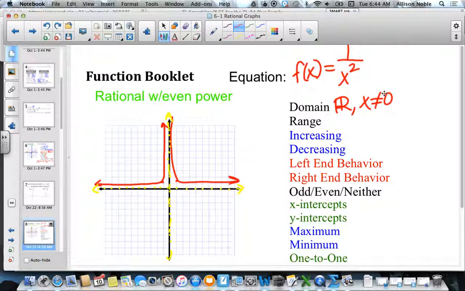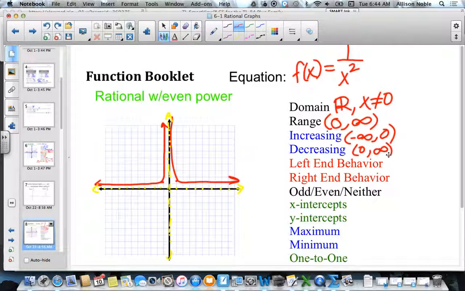Our range, if we're coming out from the bottom of our graph, starts at 0, but it's not touching 0. It starts right after 0. So this would be an example when our range starts at 0 with a parenthesis and then goes to infinity. And then as we look from left to right, it is increasing from -infinity to 0. Those values are all increasing, and then right after 0, it starts decreasing, so it is decreasing from 0 to +infinity.